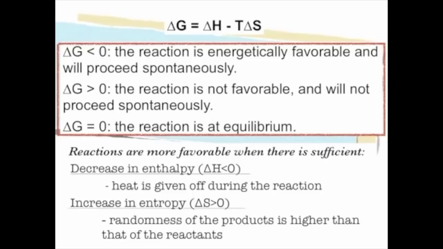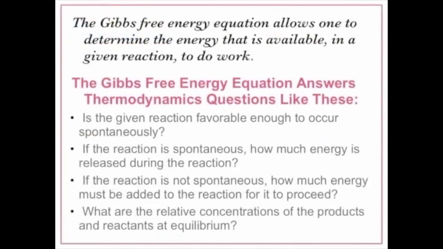The system and the surroundings taken together must give rise to a positive change in entropy. Not the system alone, and not the surroundings alone, but a combination of the two. The Gibbs free energy equation allows one to determine the energy that's available in a given reaction to do work.